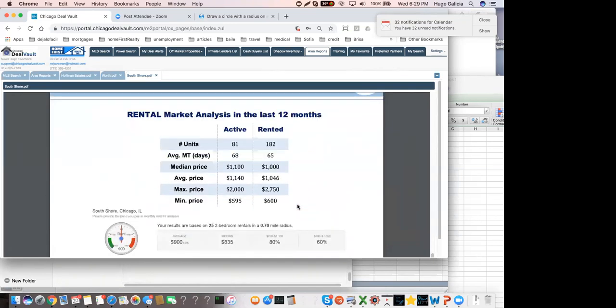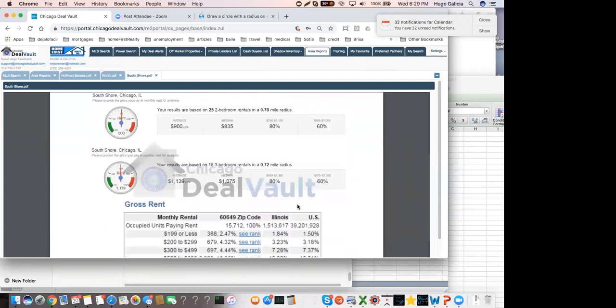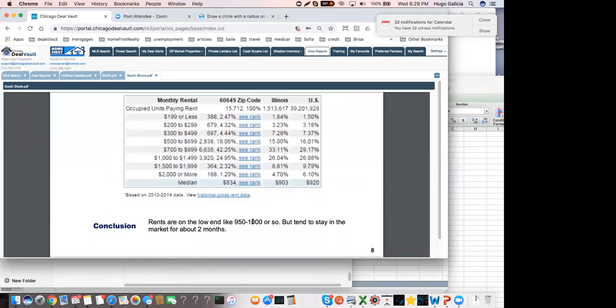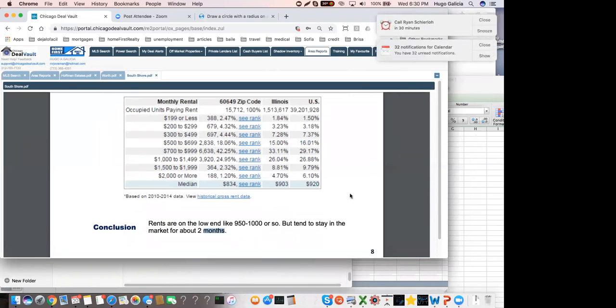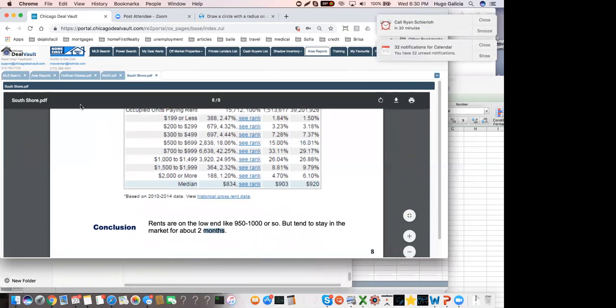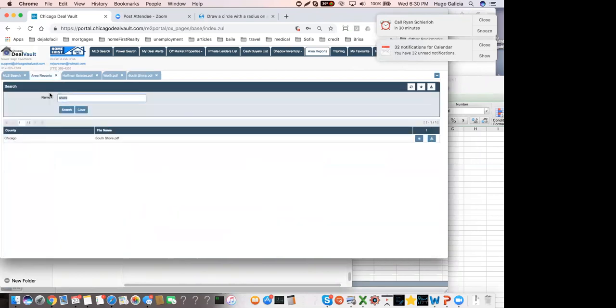And then if you decide to buy and hold the property, the problem is that the rents are going to be low. So look at this. Rents are low and they stay in the market for at least 2 months. Of course, because the vacancy is 20%, right? So there's going to be not only vacancy, but the turnover of tenants is going to be so high. You're going to be moving through tenants like no tomorrow. So this is not a great area. Okay, so let's analyze another one, Elmwood Park.